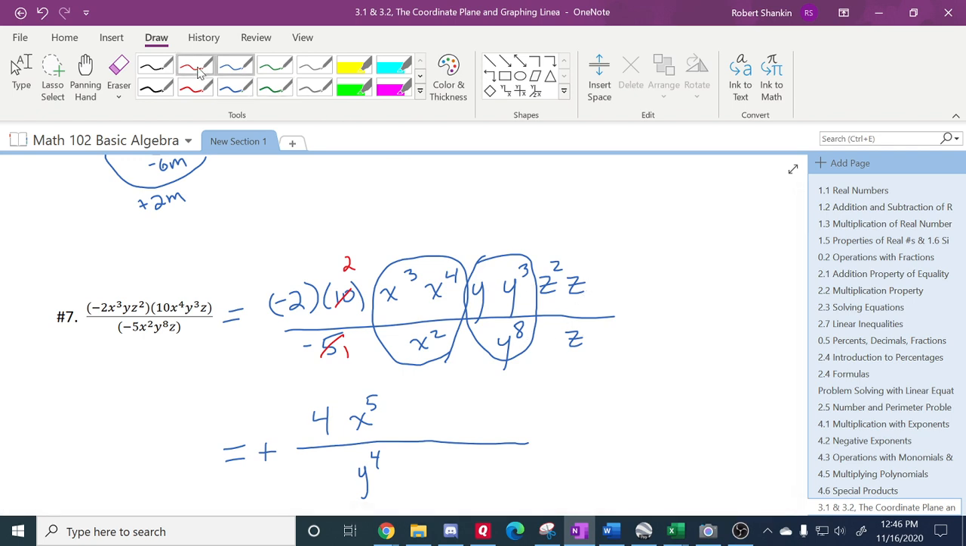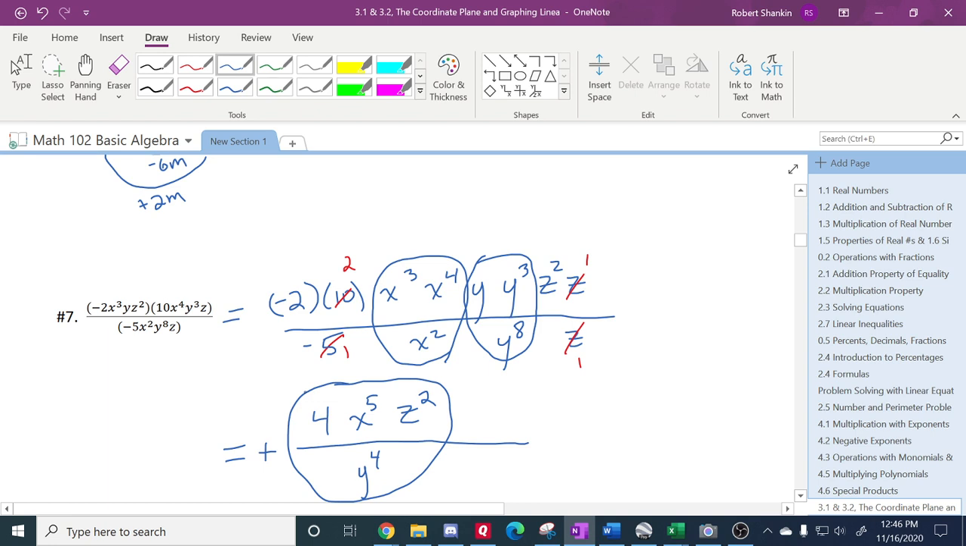And then the z's, you could just kind of think, well, this one z and this one z cancel out. And I'm left with this z squared up here. This is all I'd really need.